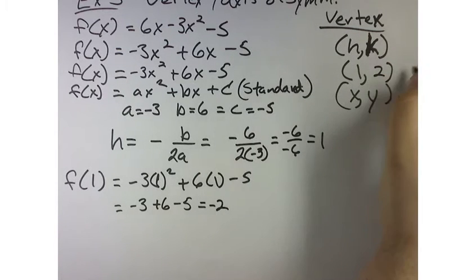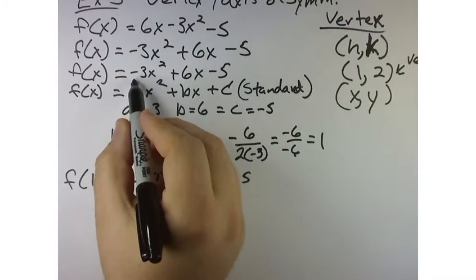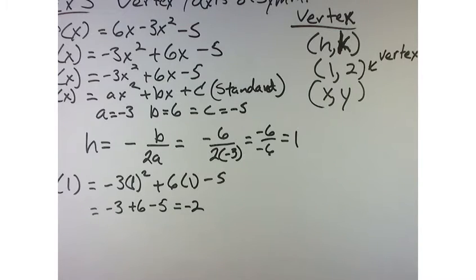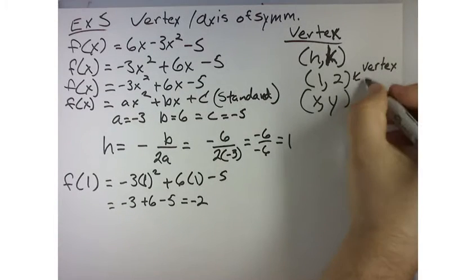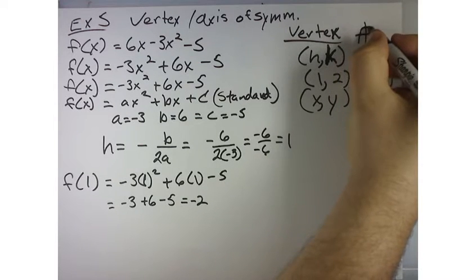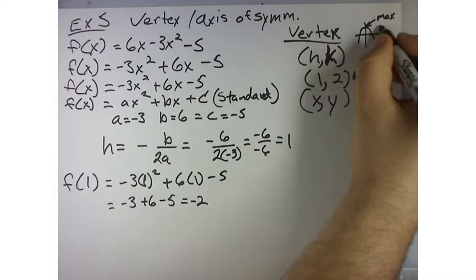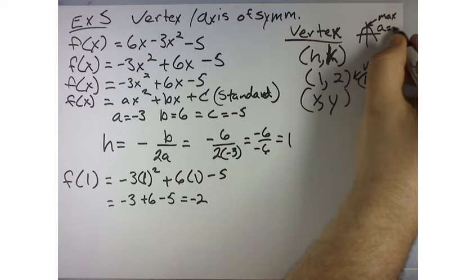So this is where the vertex occurs. It's either a minimum or a maximum. It's a maximum in this case because my leading coefficient a is negative. Do you guys know that? Do you remember that from your Algebra 2 days? So that means my parabola looks something like this, and I would have a maximum. How do I know the parabola is upside down? Because a is negative.